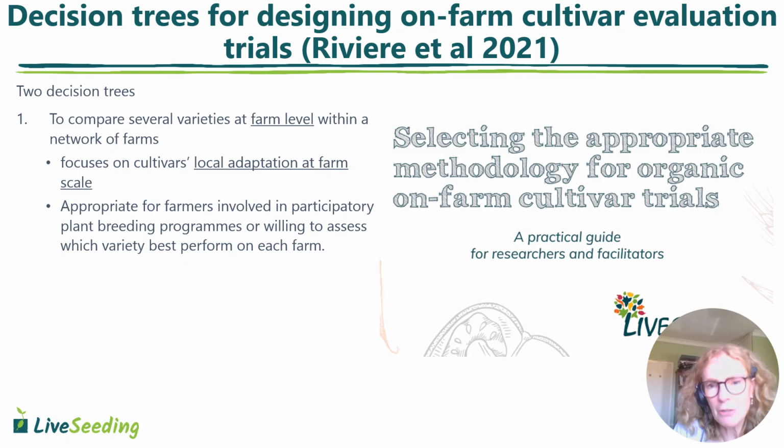And there's quite a gray area between these 2 decision trees, as you will see. But if the primary purpose is about that first objective I had on an earlier slide, what's the best variety on my farm? Local adaptation at farm scale of varieties. So if the primary objectives are farm level objectives, then this is the decision tree that you would follow. It's appropriate for farmers involved in participatory plant breeding or assessing varieties. And in this module, we're talking more about the actual assessment of varieties. But if a farmer's involved in breeding, it would also be appropriate.